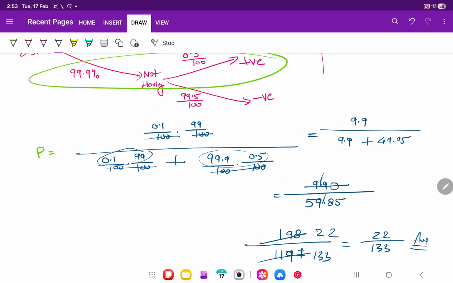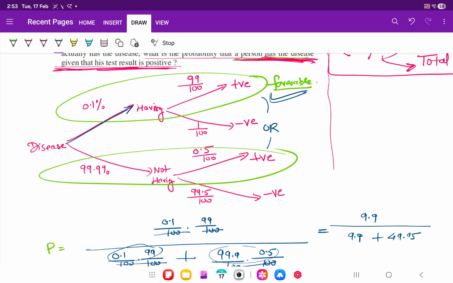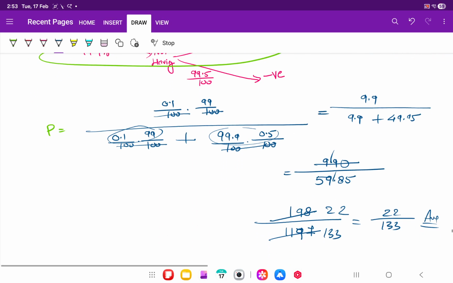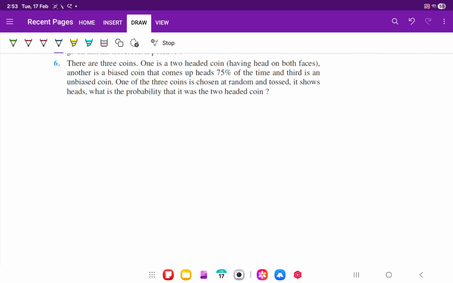So this disease question is very important. Here is the flow chart and here is the solution. Let's do the next question, number 6.